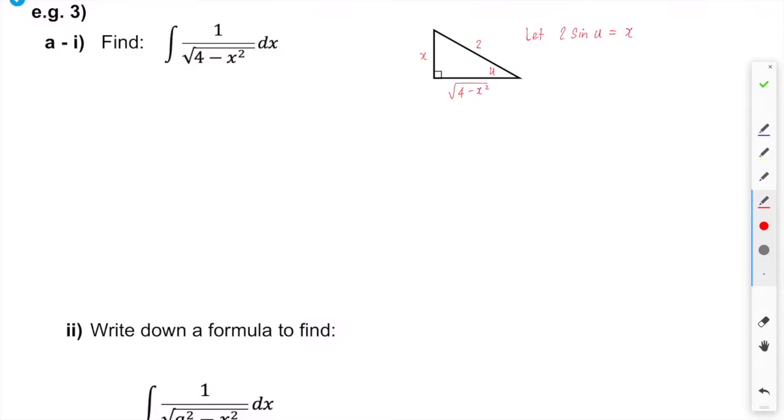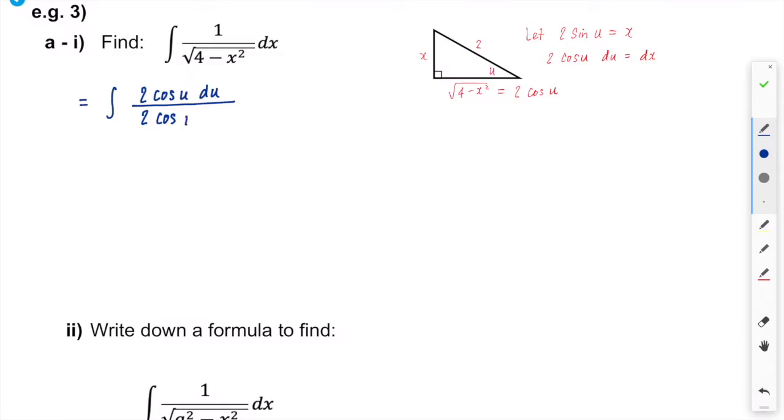Then now we can differentiate: 2 cos u du equals dx. And I know that this cosine or adjacent side here is 2 cos u. Let's apply that to the integral. So dx is 2 cos u du, and now the denominator can be written as 2 cosine u.